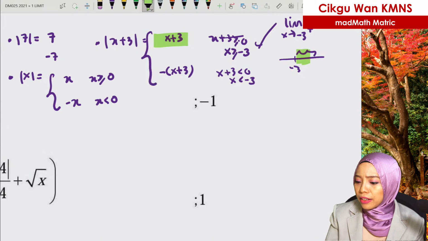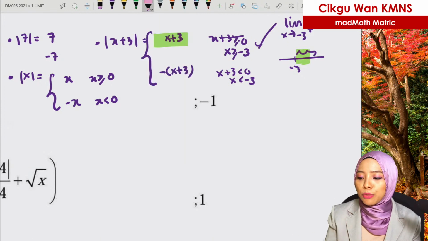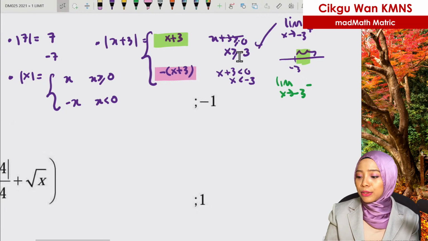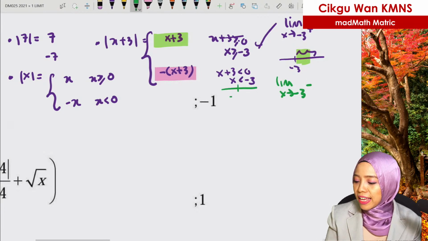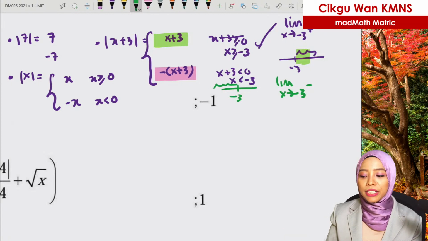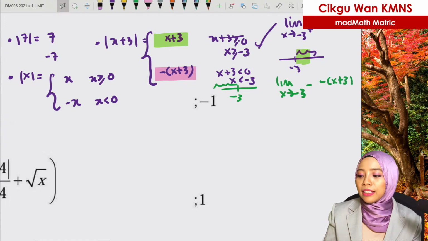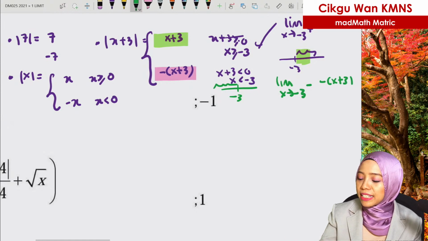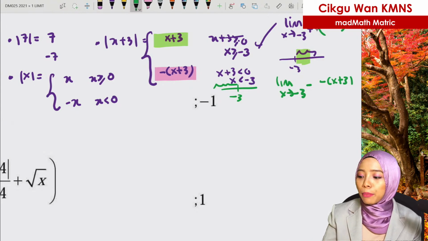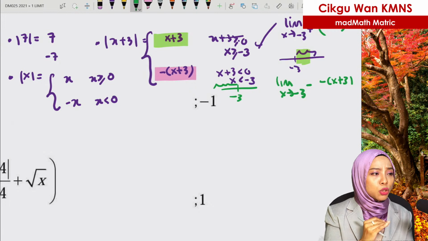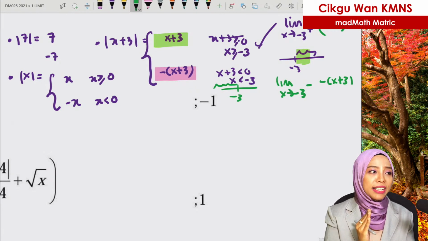And how about if the question wants you to find the limit as x approaches negative 3 from the left? From the left here, x is less than negative 3. Therefore the function that you are taking now is negative of x plus 3. Okay. Sama ke berbeza? Sama tak atas ni dengan bawah? Of course berbeza. Yang ini positif, yang ini negative. That's why it's very crucial for you to be able to transform. What does it mean by the absolute function?